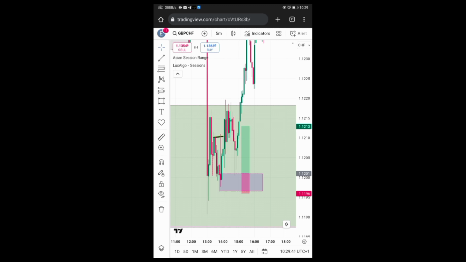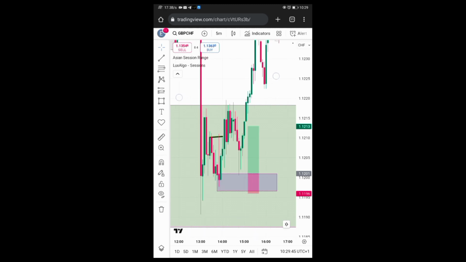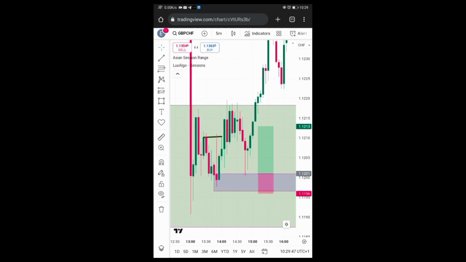or New York session. You are not going to trade during Asia. So after London, you can look for a setup. After New York, after London, you can look for a setup. After Asia, you can look for a setup, because after Asia, you meet the London session. After the London session, you meet the Asia session. So you look for your setup.